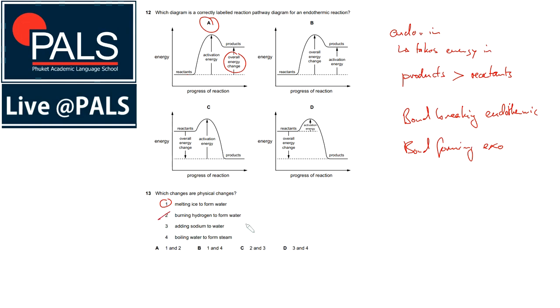Adding sodium to water will cause a chemical reaction. You know this from maybe your lab experiments or from a video at least, where a piece of sodium metal forms a ball on the surface of the water, fizzes around, and eventually catches fire. So a chemical reaction as well. Boiling water to form steam. Again, we have change of state. Changing state, always physical change. So therefore, answer B is correct.